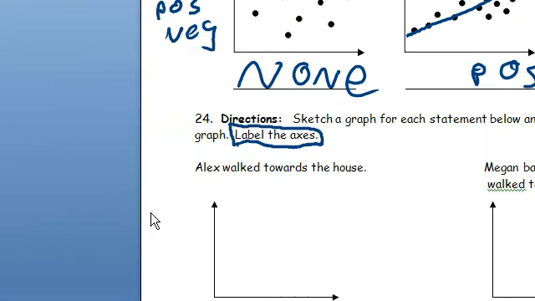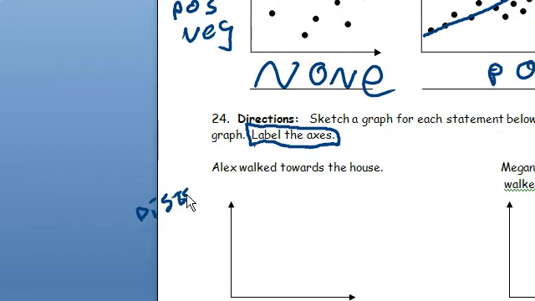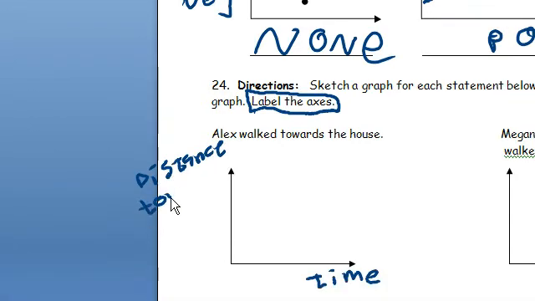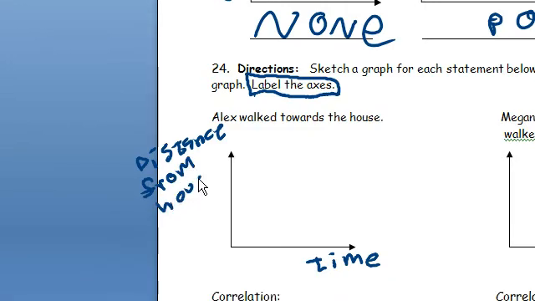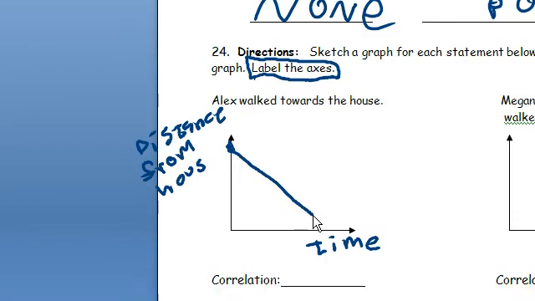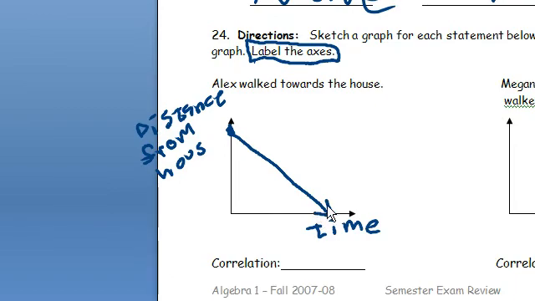So on this one we should label it distance. Distance towards. Or no, that's a poor word choice. Distance from house. So tell me, as Alex walks towards the house, what is true about his distance from the house? Does he get further away or closer? He gets closer. So his distance from the house decreases until he eventually reaches the house.